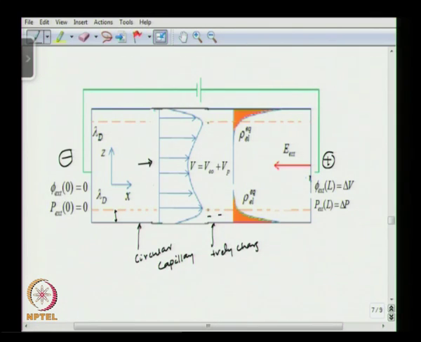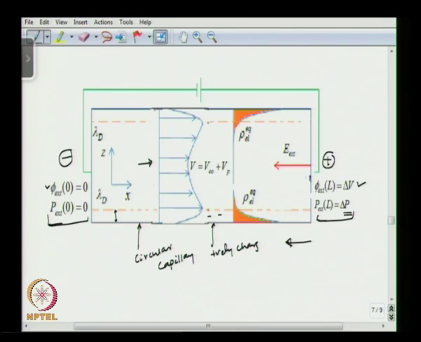But we have a back pressure that is acting because of the finite fluidic resistance. The external pressure at x equal to 0 is 0, but the pressure at x equal to L is delta P. So we have some back pressure which is acting in this direction. The potential here is 0 and the potential here is delta V.